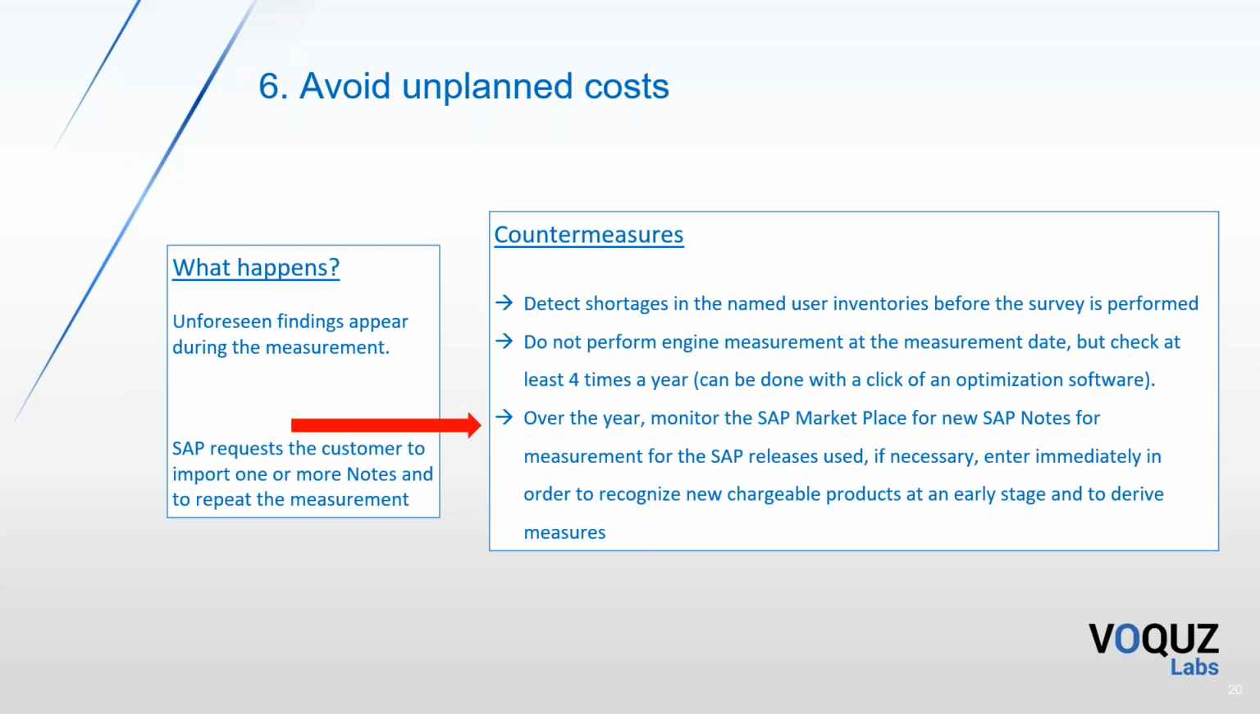So detect the shortages in the named user inventories before the survey is performed, and check at least your engines 4 times a year. This is definitely easy to be done. The first time it takes you maybe a month, but the second, third, and fourth time, it's a very, very easy practice. Now, over the year, monitor the SAP marketplace for the new SAP notes for measurement.